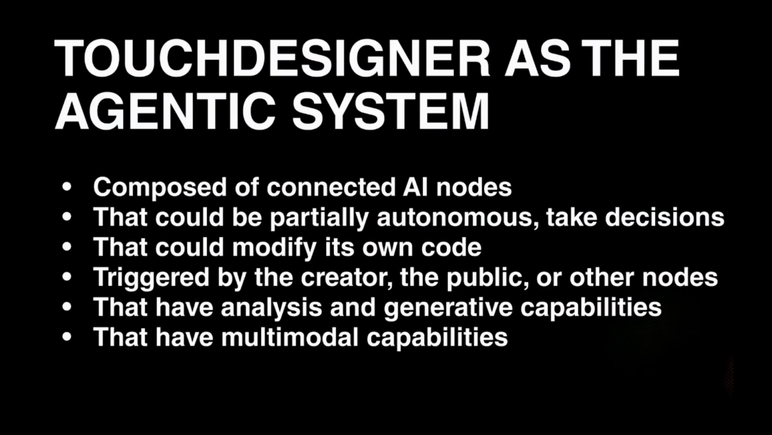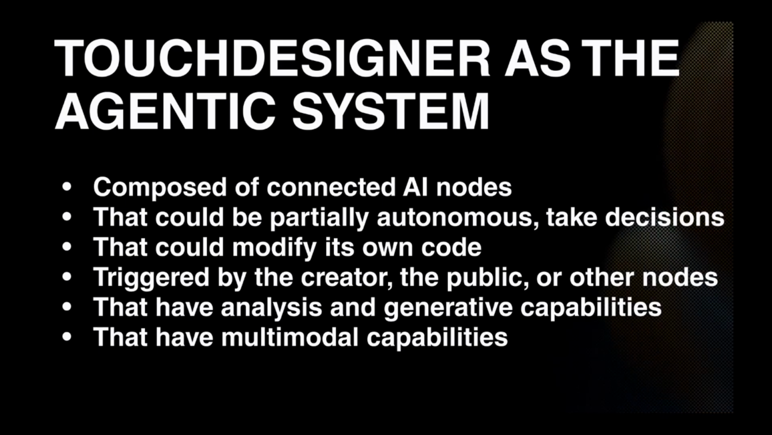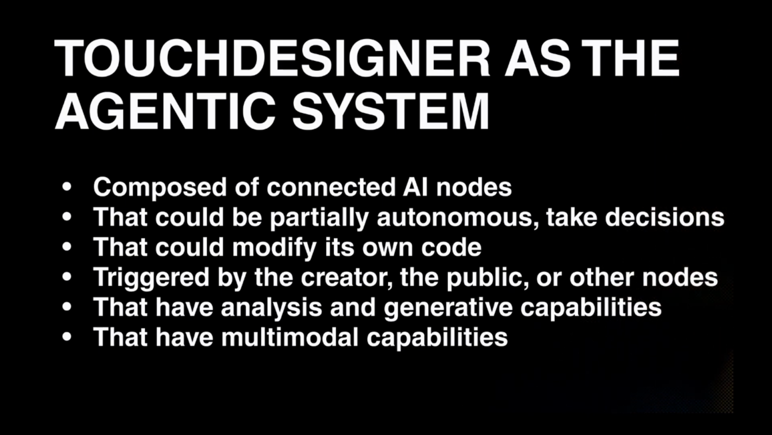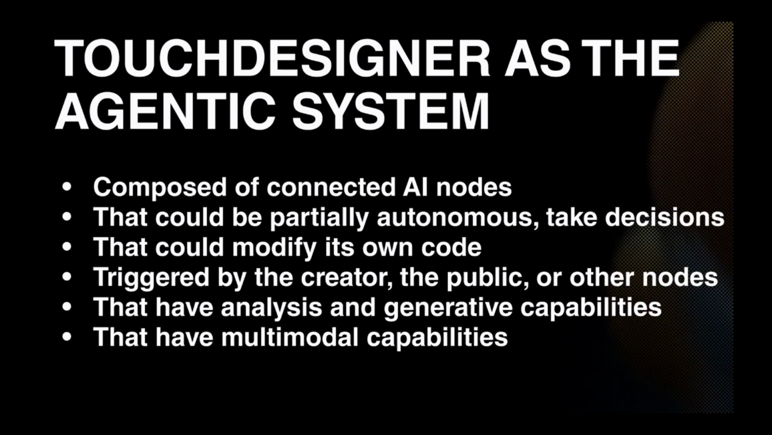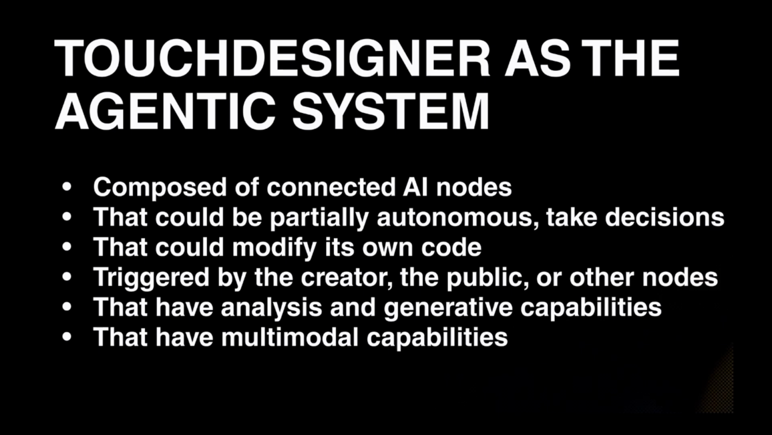TouchDesigner here could be used as an agentic system, a very trendy word. It's used to compose connected AI nodes that could be partially autonomous, take decisions, and modify their own code. As we've seen in the previous experiment, the code was modified by my instruction, but the code could be modified by the instruction of an LLM node. This node could be triggered by creators, by the public, or by other nodes that have analysis or generative capabilities, and they have multimodal capabilities as well.